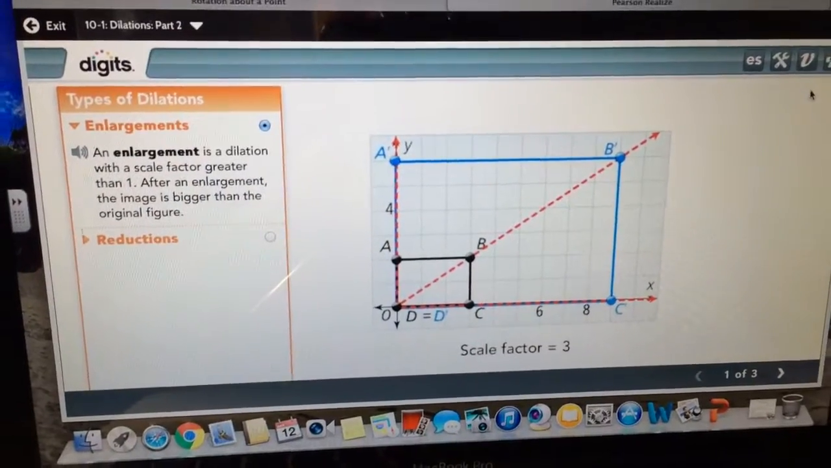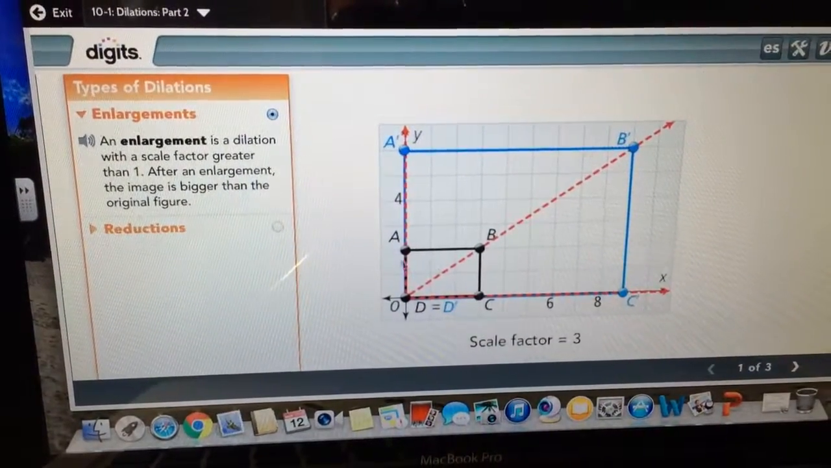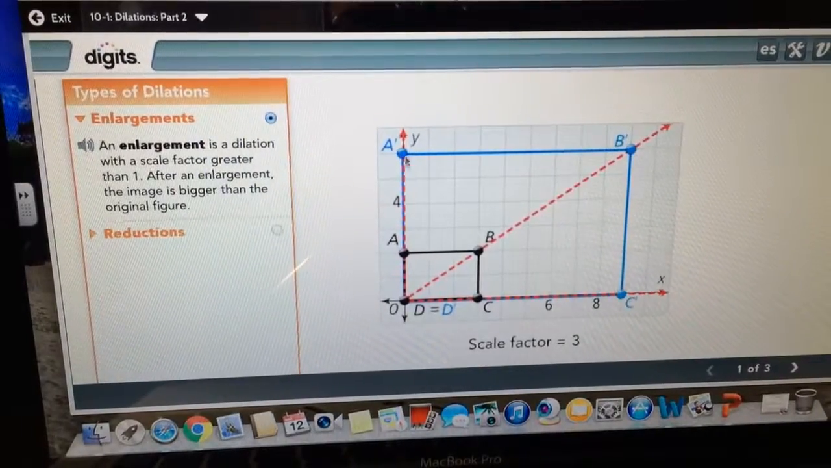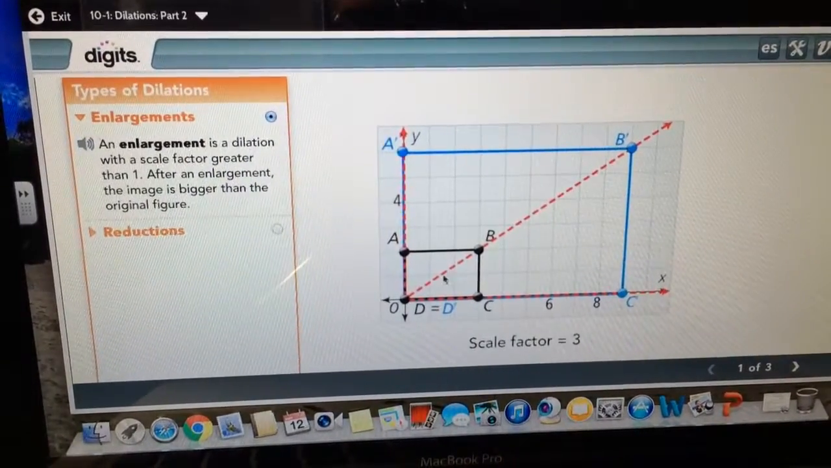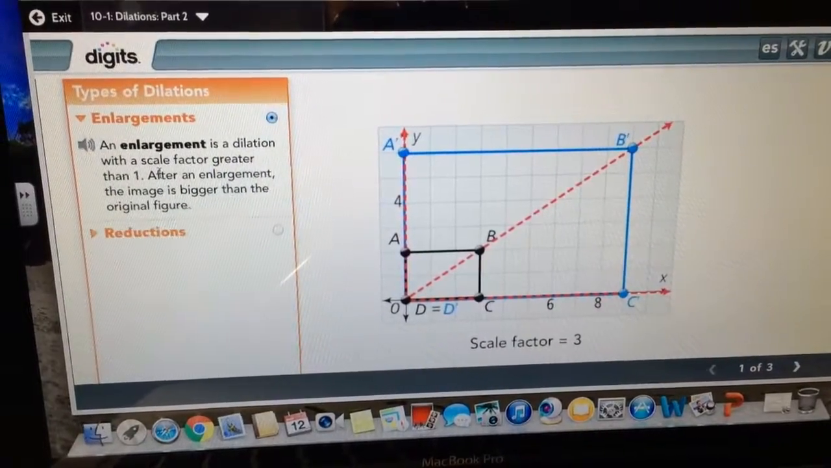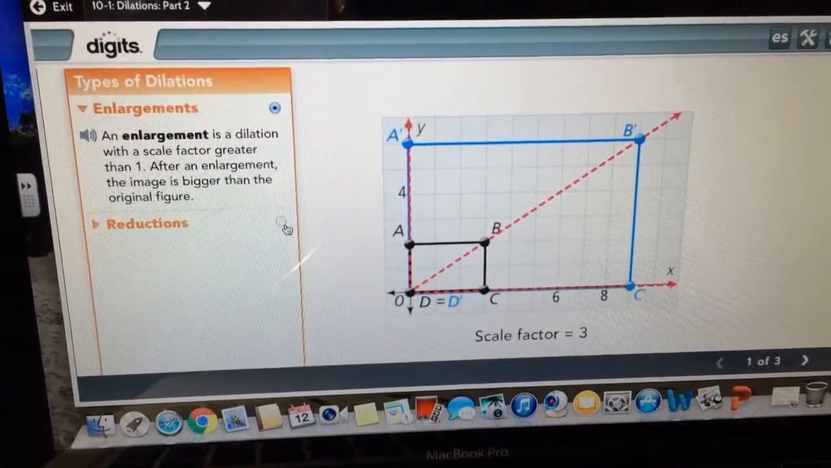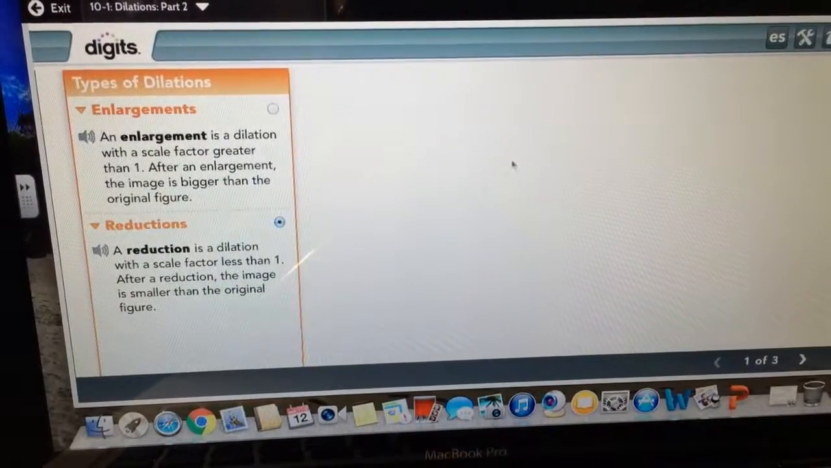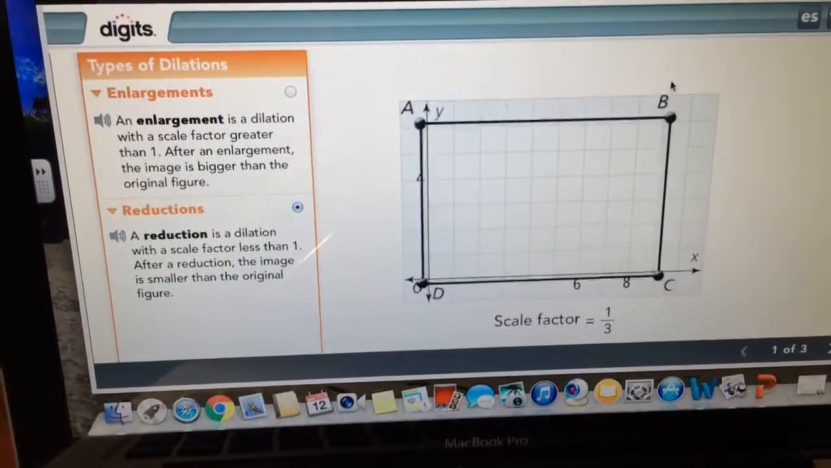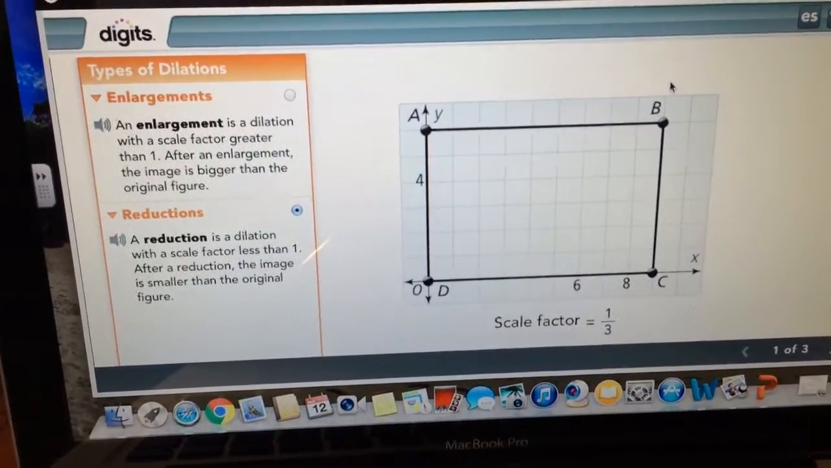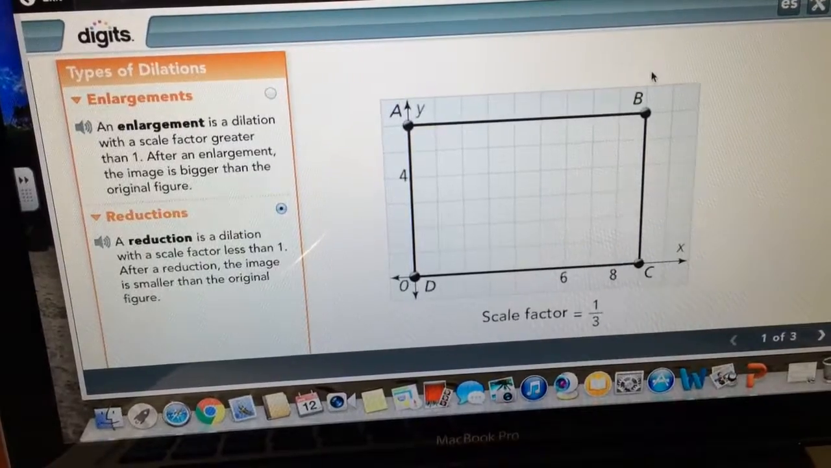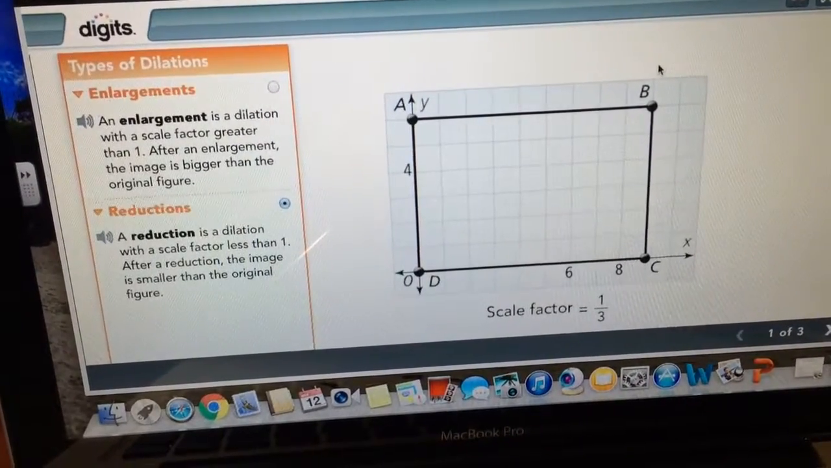All right, so as you can see, the enlargement, here's the original figure, and here's the image figure, right? The image you can tell because it has the prime notation. The image figure is larger or bigger than the original figure, and it has a scale factor greater than 1. All right, so let's look at a reduction, what it would look like. Suppose you have rectangle ABCD. You want to reduce it using scale factor of 1/3 with center of dilation at the origin.